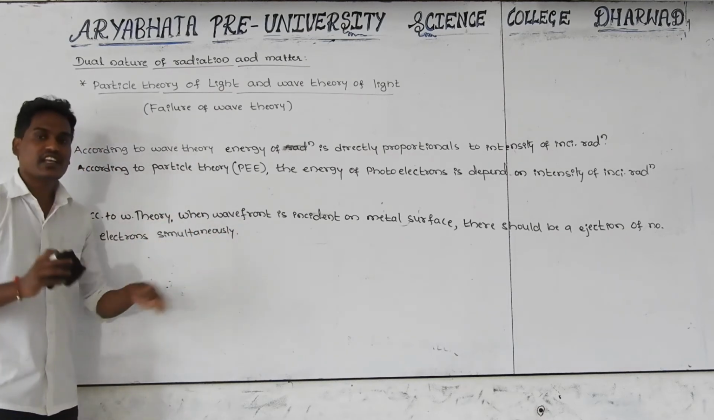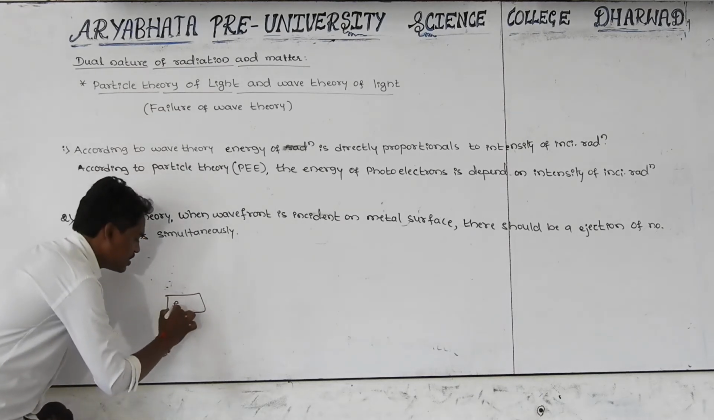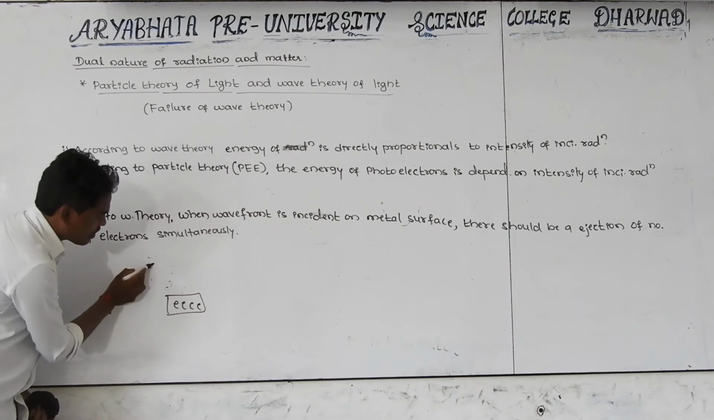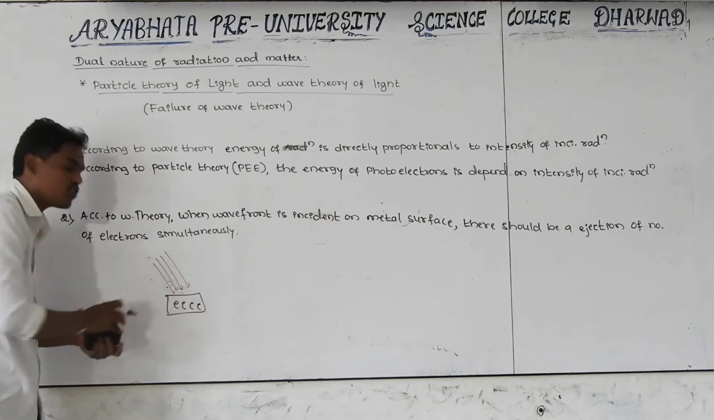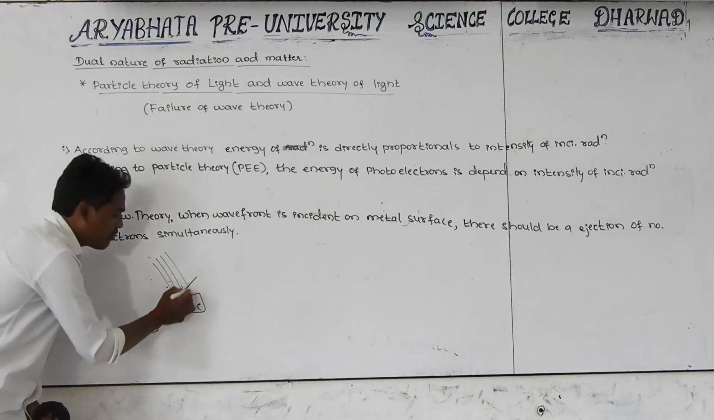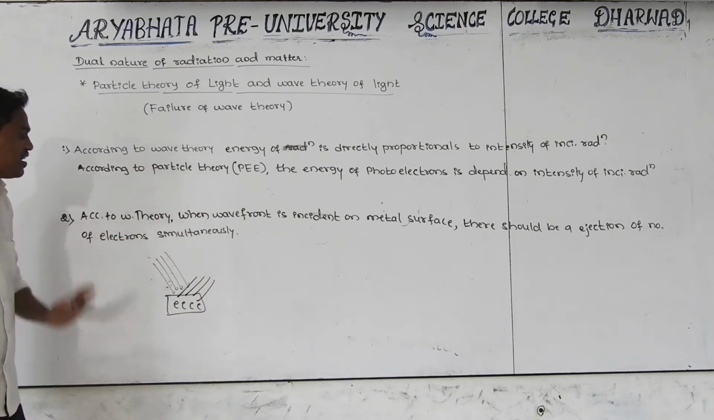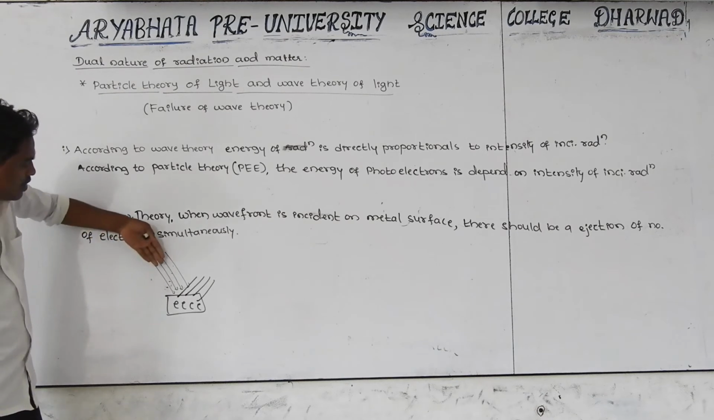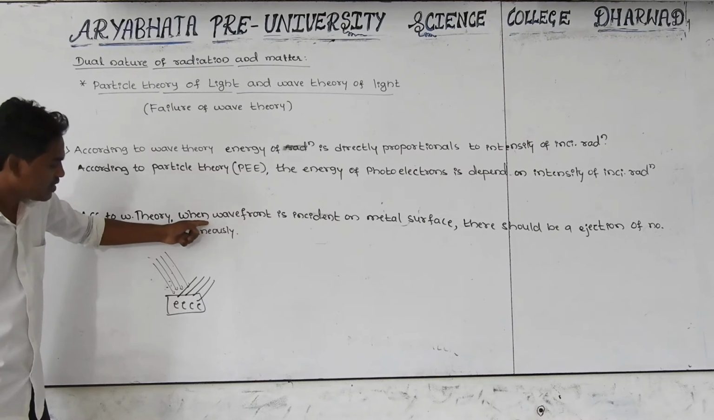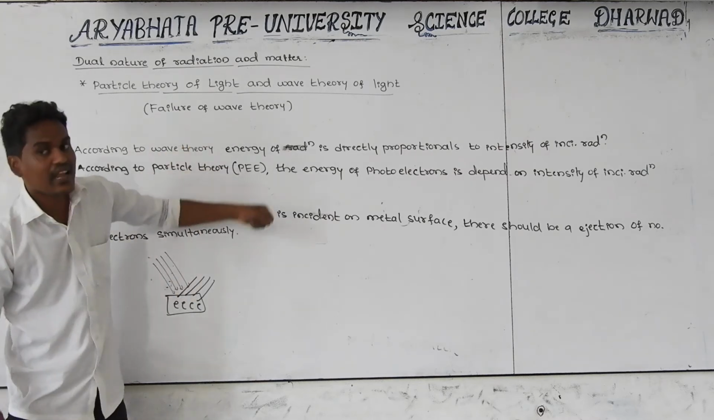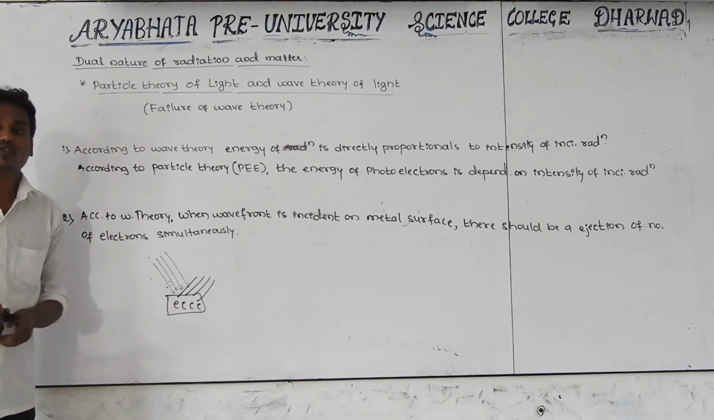It means that wave theory is telling us that this is the metal surface, and it has a number of electrons. Whenever the wavefront or beam of radiation is incident on the metal surface, a number of electrons has to be ejected from it. This is according to wave theory. Whenever the wavefront is incident on the metal surface, wave theory says that the maximum number of electrons are emitted simultaneously from the metal surface.